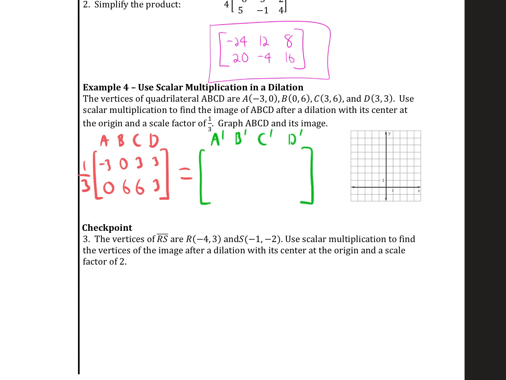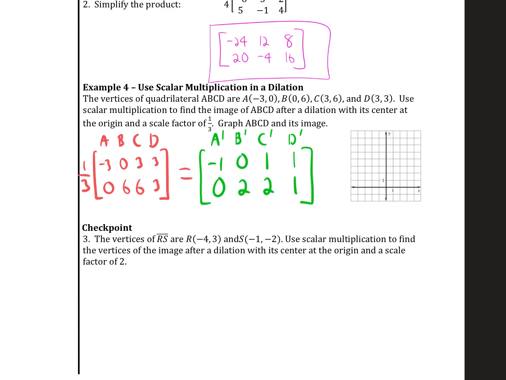Okay, so A prime, we're going to multiply. 1/3 of negative 3 is negative 1. 1/3 of 0 is 0. See if you can figure out the other 3 if you needed me to go through that one. All right, 1/3 of 0 again is 0. 1/3 of 6, 6 divided by 3, is 2. 3 divided by 3, or 1/3 of 3, is 1. 6 divided by 3 is 2. And 3 divided by 3 is 1. And 3 divided by 3 is 1.